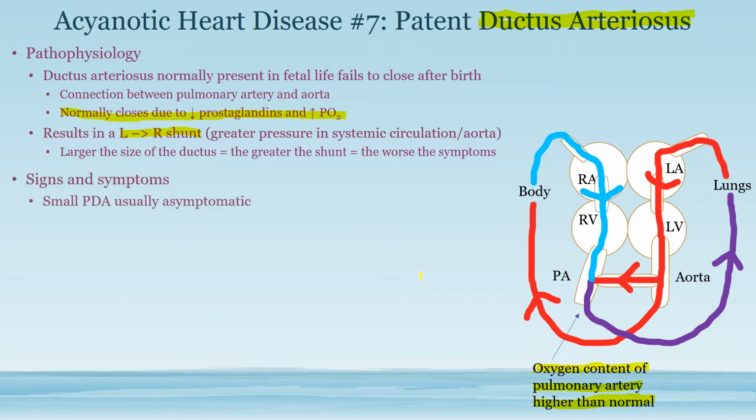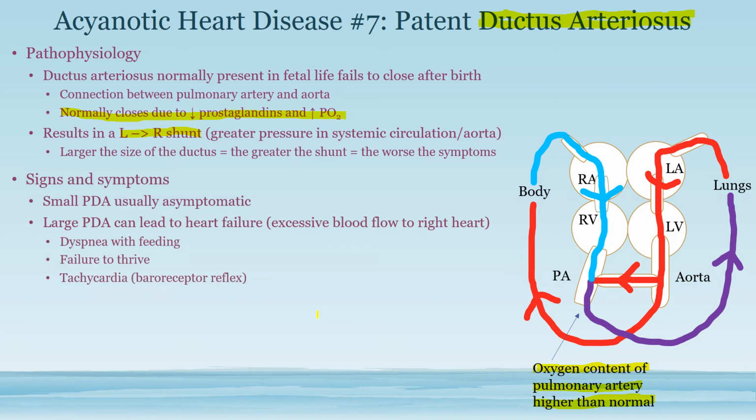Some signs and symptoms. The small PDA is usually asymptomatic, so it doesn't usually cause many problems because it's so small. But a large one can lead to way too much blood going to the right heart and to the pulmonary circulation, and this can lead to heart failure. So excessive blood flow will be to the pulmonary circulation, not the right heart, but the pulmonary circulation, and overwhelm the lungs and cause major problems such as heart failure.